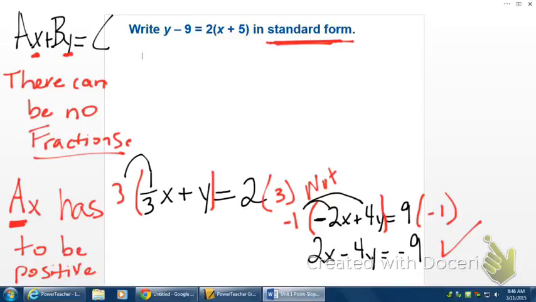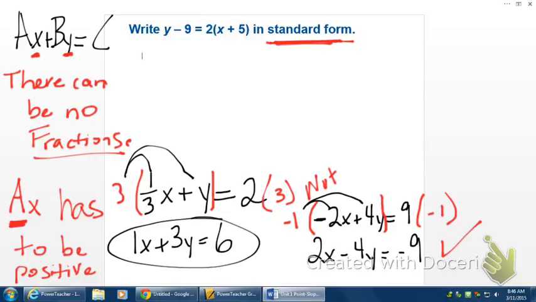3 times everything. Okay? So we're right here. When you multiply the 3 times 1/3, remember, the 3's just cancel, so all you have left is just a 1x. Rob is right. When you multiply the 3 times the y, you're going to get plus 3y. And lastly, when you multiply the 3 times the 2, you get 6. Okay, so that would be in standard form right there.